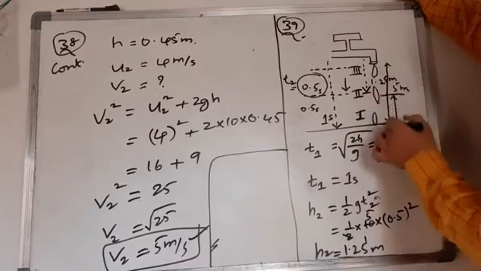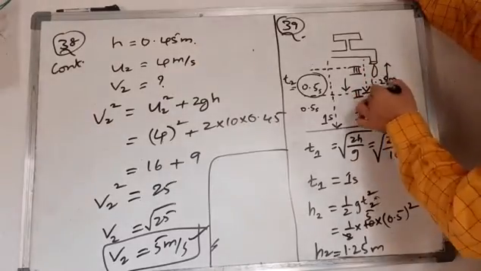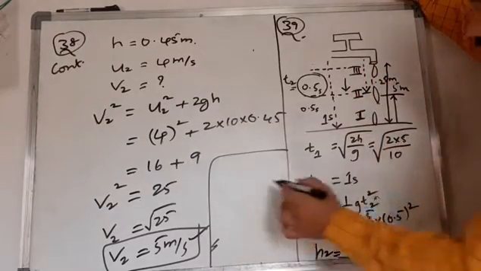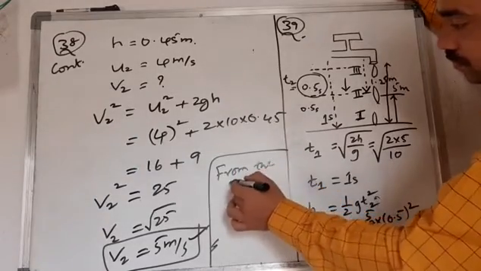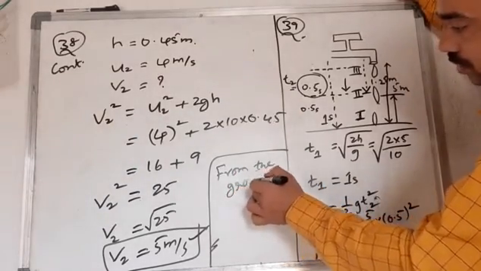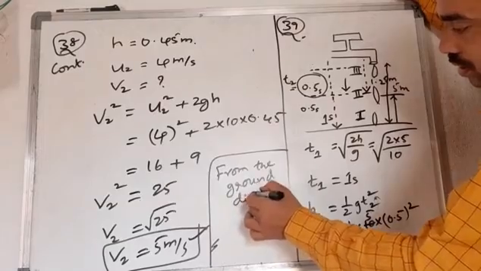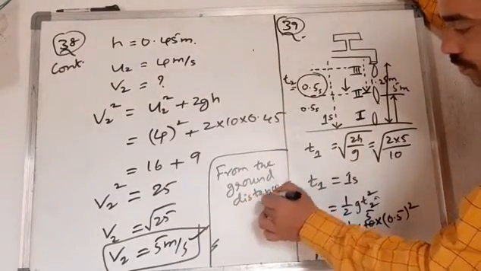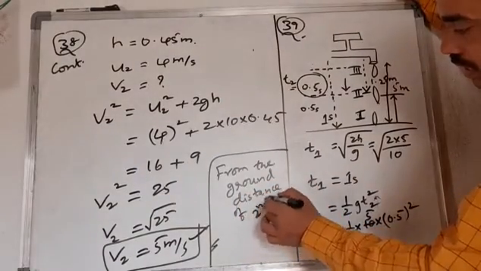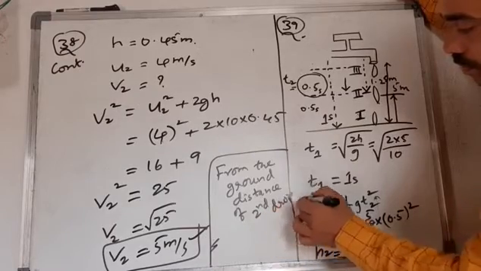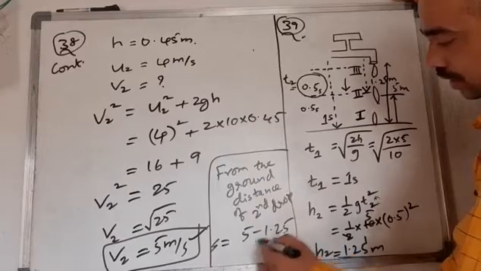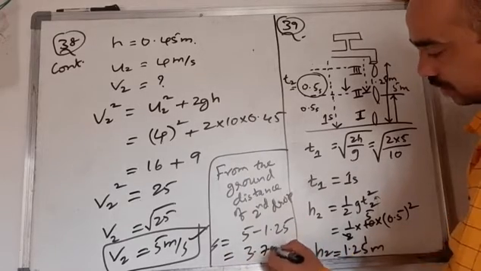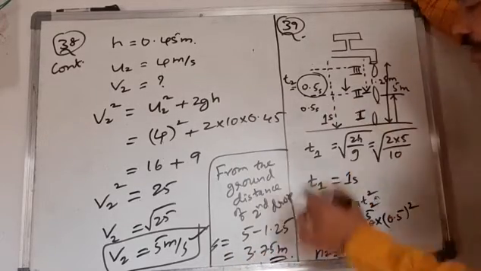So total is 5 meters. And from top to the second drop is 1.25 meters. So from the ground, the distance of the second drop is equal to 5 minus 1.25, that is equal to 3.75 meters. This is our answer.